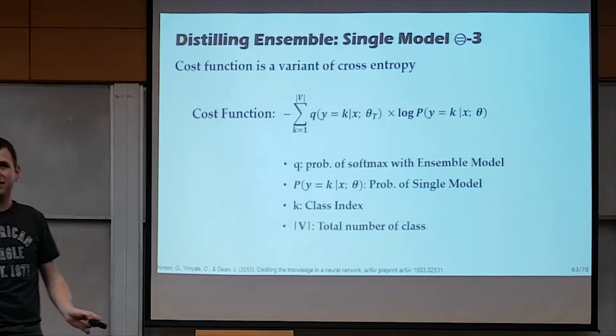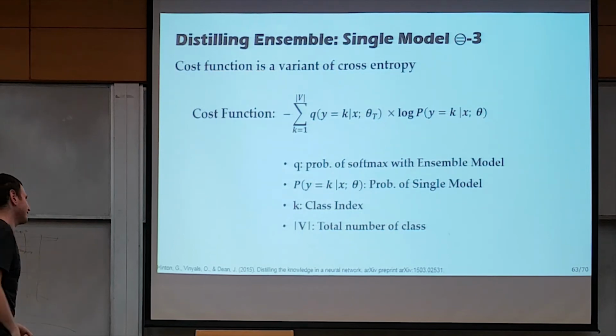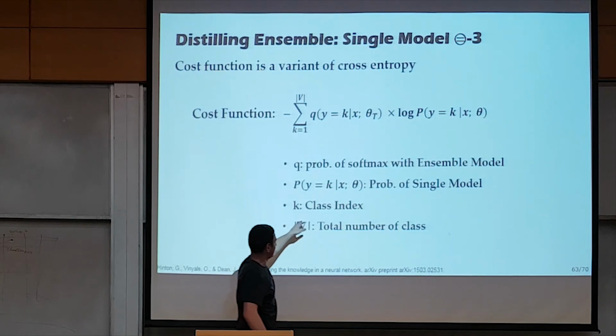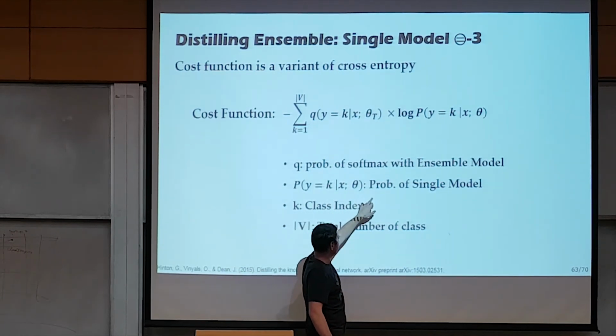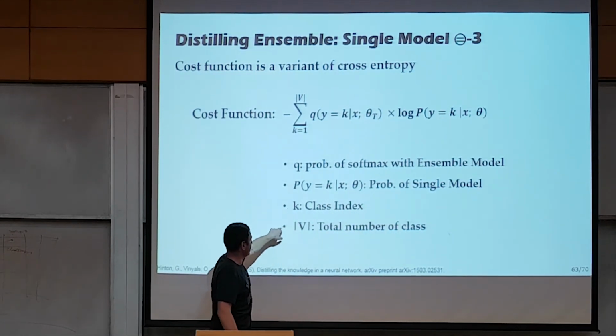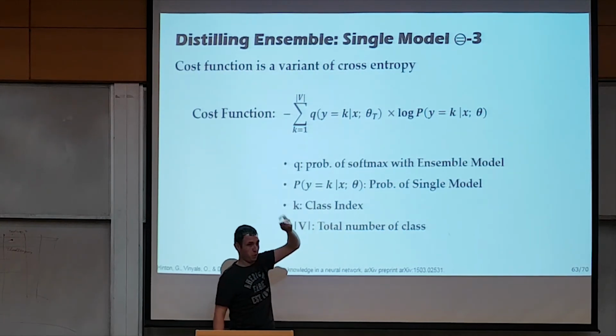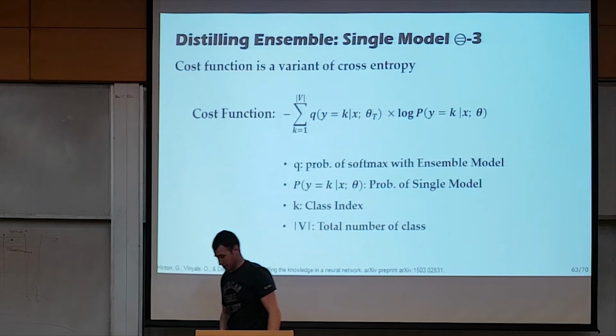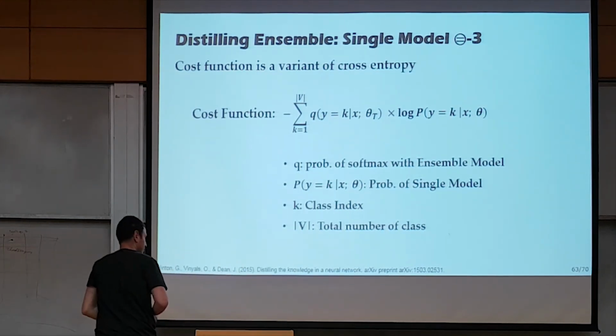Okay, it's very fascinating and interesting. So Q is the probability of the softmax ensemble. P, the probability of Y to be K, depends on Q(x) and the probability of the single model. K is our class index, which class we're talking about, and V is the total number of our classes. Very good.